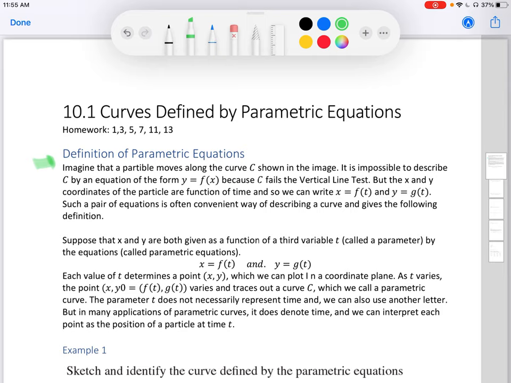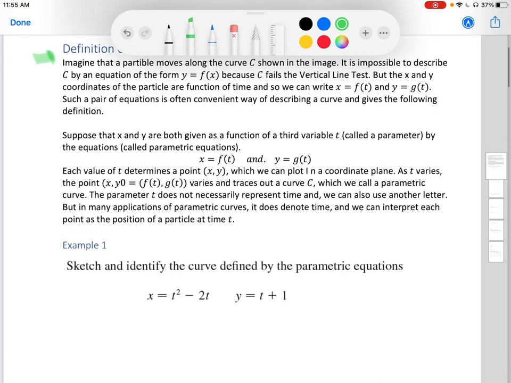It is impossible to describe C by an equation of the form y equals f of x, because C fails the vertical line test. But the x and y coordinates of the particle are functions of time, and so we can write x equals f of t and y equals g of t. Such a pair of equations is often a convenient way of describing a curve and gives the following definition.